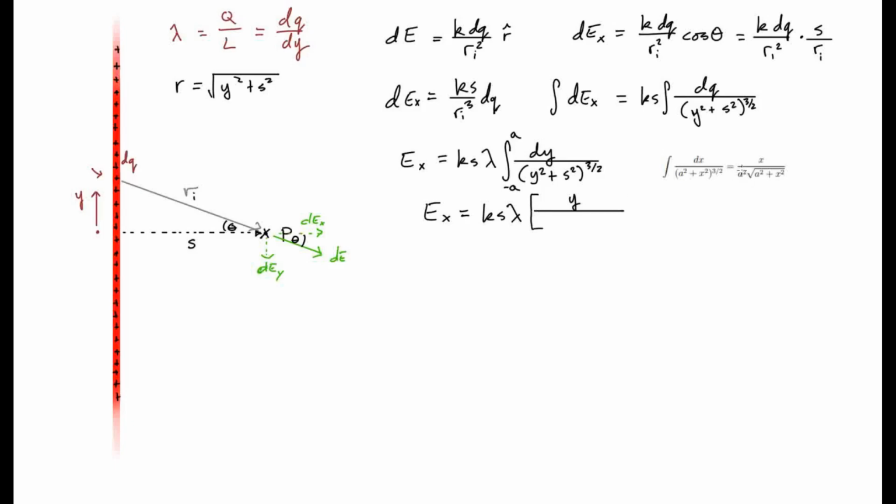Our s squared is here, and we have s squared plus y squared here, and that is to the 1/2. Okay. Now we're evaluating from negative a to positive a, so that's going to give us... Now I want to remind you guys that this process is not simple. It's not. I mean, it is a little simple, but it's not easy. It's not easy to learn.